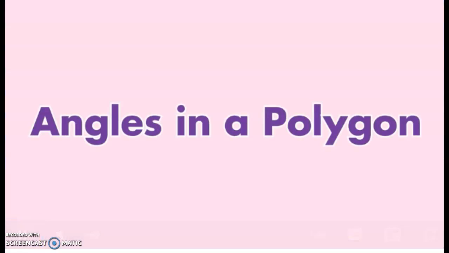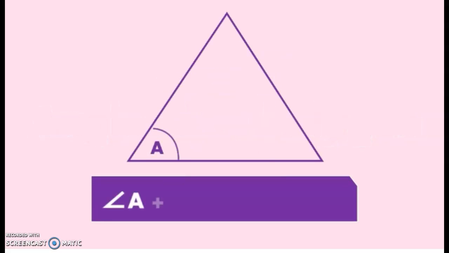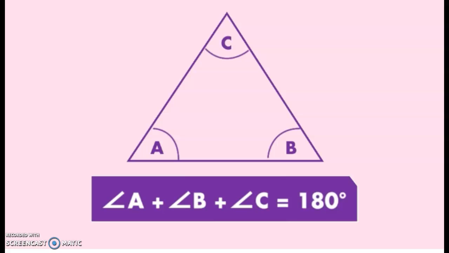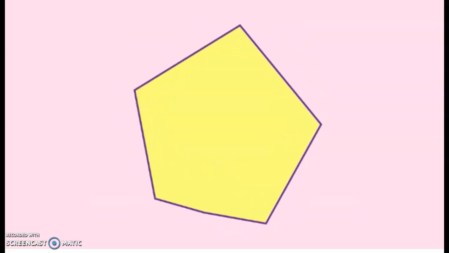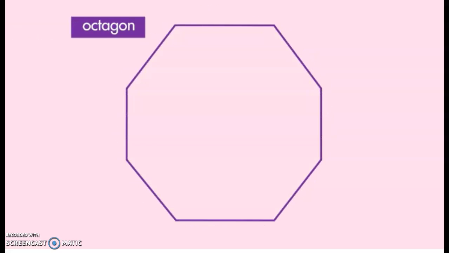Angles in a polygon. The sum of the interior angles in a triangle is always 180 degrees. But did you know that you can use triangles to find the sum of the interior angles of any polygon? Let's use an octagon as an example.